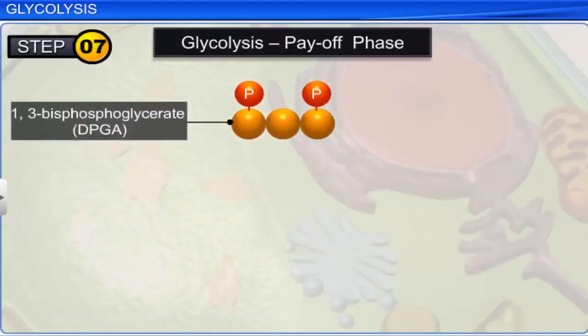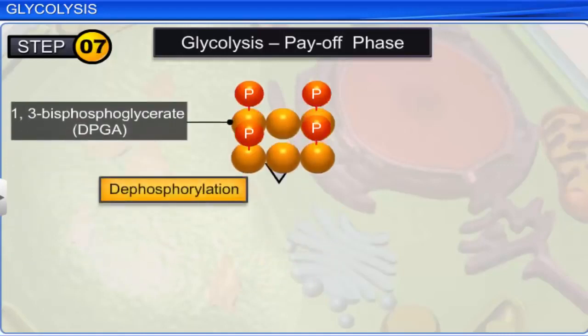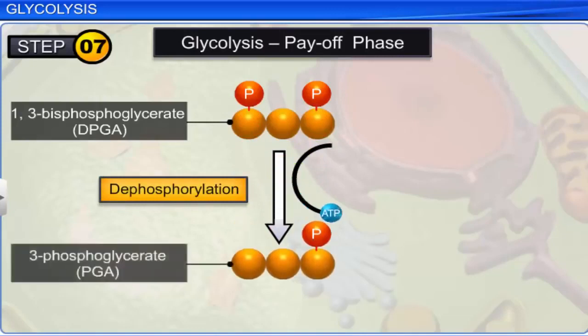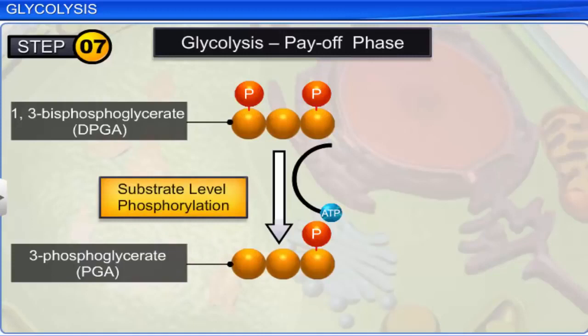The DPGA thus formed undergoes dephosphorylation to form 3-phosphoglycerate or PGA. This is an energy-yielding step as the phosphate released from DPGA is captured by ADP to form ATP molecules. As the inorganic phosphate is directly transferred from a substrate to the ADP molecule to form ATP, it is called substrate-level phosphorylation.